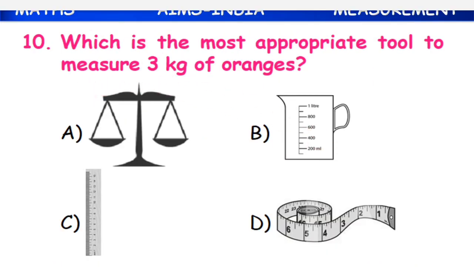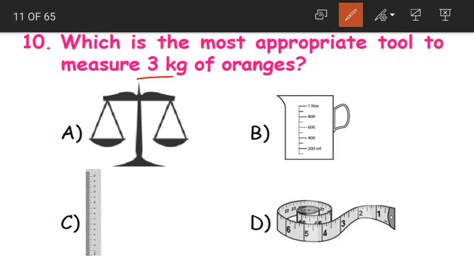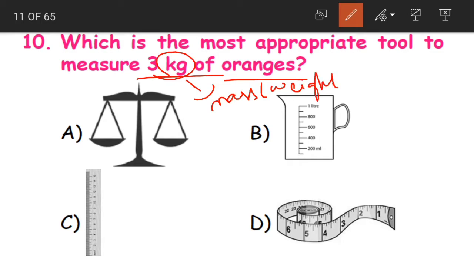Now next, question 10. Which is the most appropriate tool to measure 3 kgs of oranges? Now if you remember, what is it? We have to measure the 3 kgs of oranges. Kgs means we are measuring the mass, that is nothing but the weight of the objects. Now what is the tool that is used to measure the weight of the objects, children? It is a balance. A simple balance or a pan balance or a weighing machine.